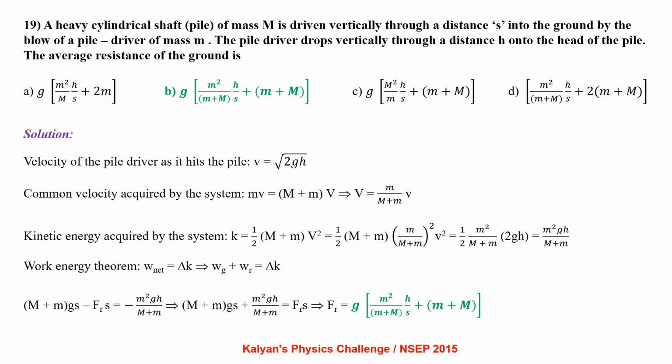Applying work energy theorem, W net equal to delta K, work done by gravitational force plus work done by resistance equal to delta K. (M plus m) g into s minus friction force into s equal to minus m squared gh by M plus m. Upon simplification, we get Fr equal to g times m squared by M plus m into h by s plus (M plus m).